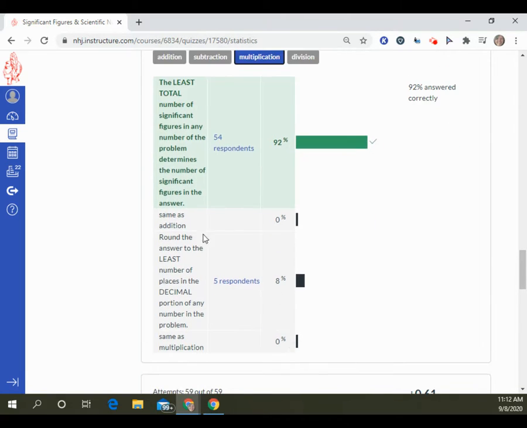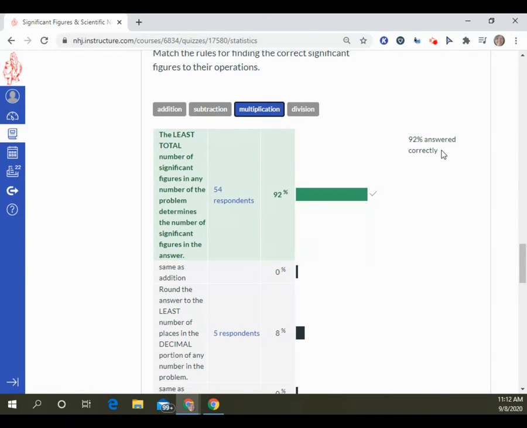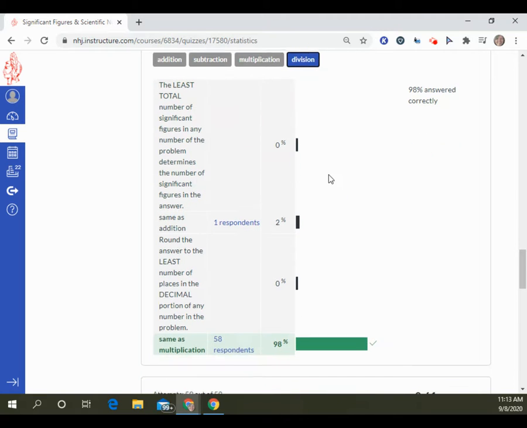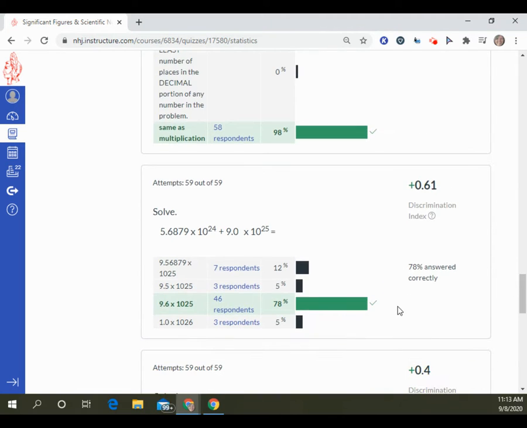Multiplication, looks like we have a little struggle, but 92% is a pretty good number. Multiplication, the least total number of significant figures in any number of the problem determines the number of significant figures in the answer. So if I have 7.89 times 2, well, 7.89 has 3 significant digits. 2 has 1 significant digit. So I would have to have 1 significant digit in my answer and round it off to 1 significant digit. Division is the same as multiplication.